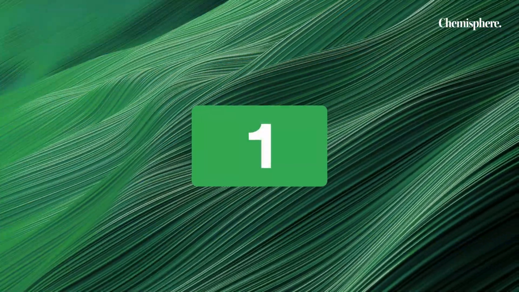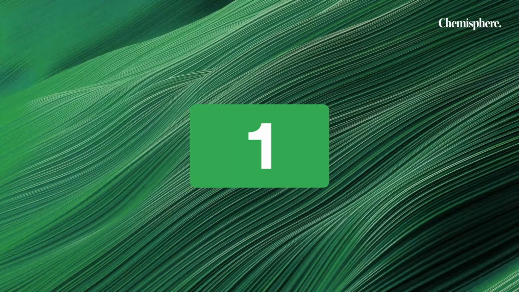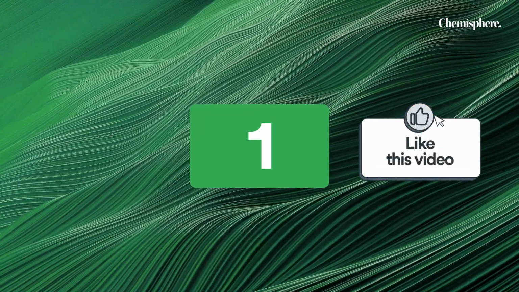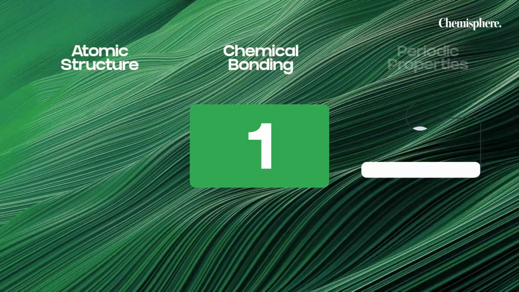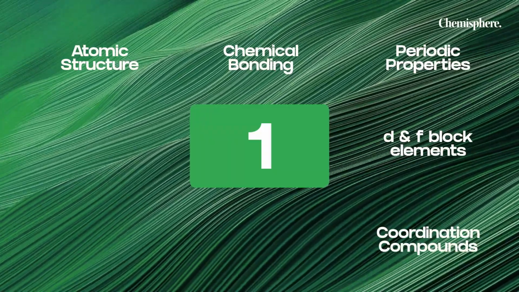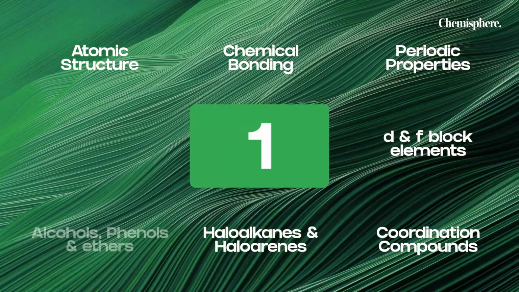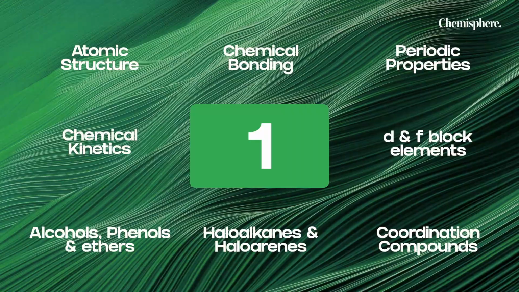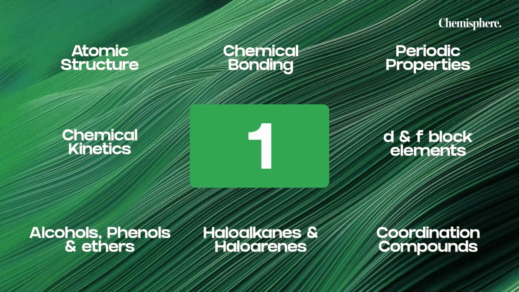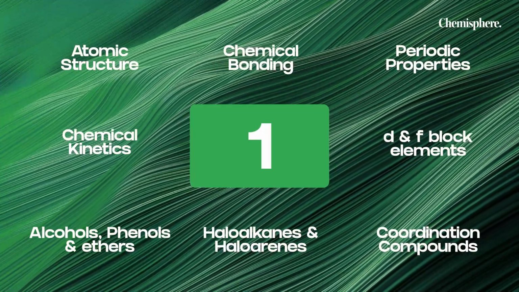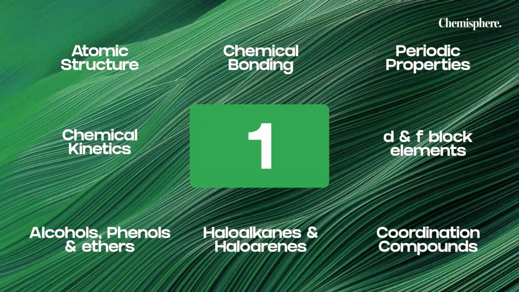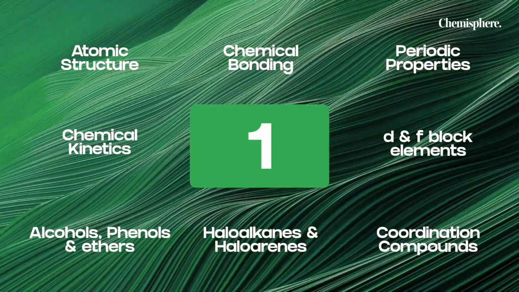So let's go through the first quadrant, which is basically the high weightage yet less difficulty chapters. The chapters in this category will be atomic structure, chemical bonding, periodic properties, d and f block elements, coordination compounds, haloalkanes and haloarenes, alcohols, ethers and phenols, and chemical kinetics. Expect at least 2 to 3 questions from these chapters, so they actually carry a lot of weightage, yet they are comparatively easier to study and easier to grasp, especially d and f block elements, where you have to rely mostly on memory.